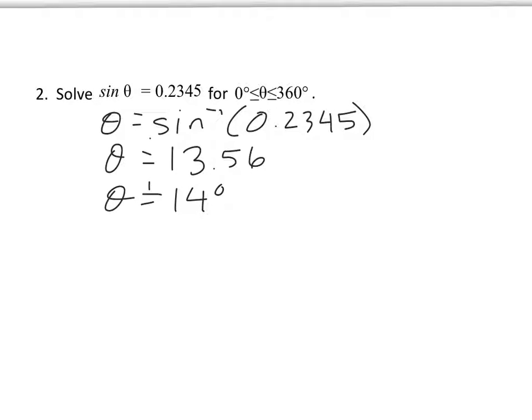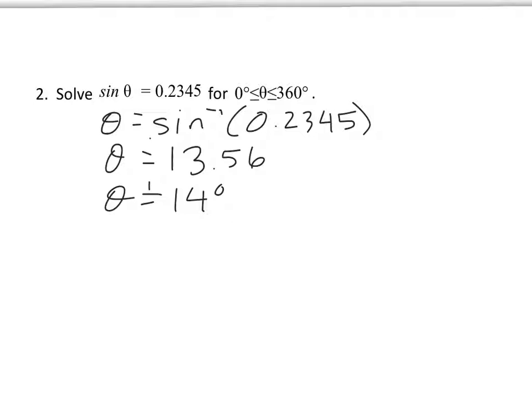Now, if we keep it at approximately 13.56, because if you actually go back and say, what is the sine of 14 degrees? You're actually going to get 0.2419. And so I'm going to say that that's fairly far off of 0.2345. So in this case, we're going to leave it as 13.56 degrees.